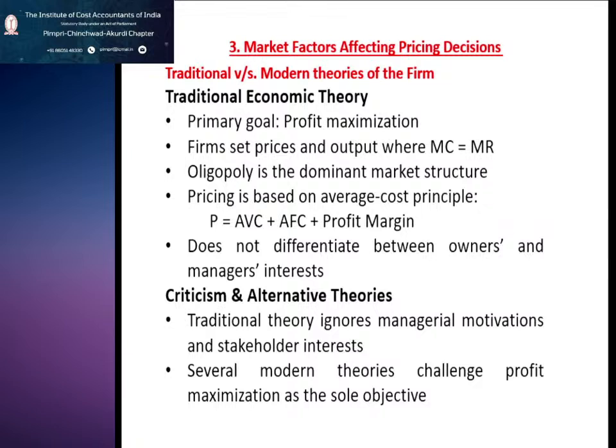Oligopoly is the dominant market structure in traditional economic theory, and pricing is based on the average cost principle, wherein the formula is P equals AVC, average variable cost, plus average fixed cost plus profit margin. Traditional economic theory does not differentiate between the owners' and the managers' interests.